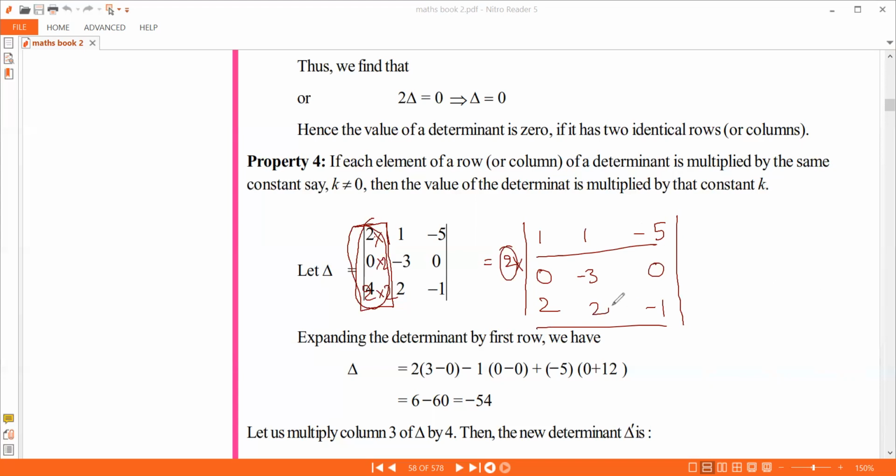So it's something like this. They will not ask the question to take something common. You have to apply it yourself and use it. They don't ask you to take something common. You have to apply these properties while solving the questions.